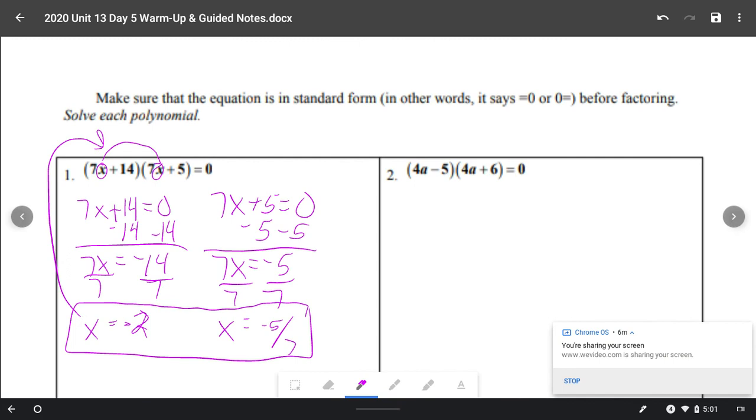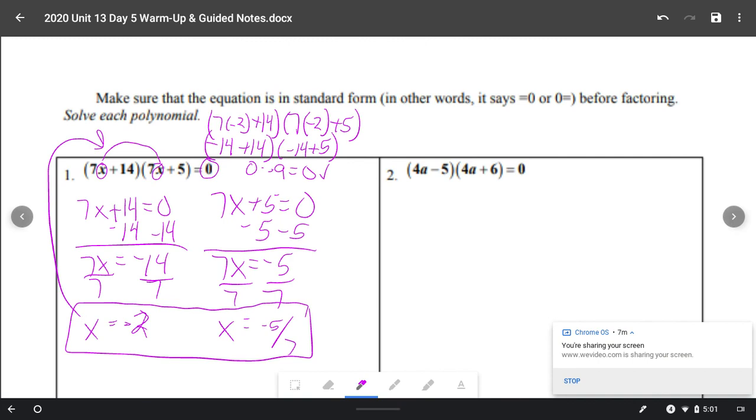If we plugged in negative 2, that would be 7 times negative 2 plus 14 in one of the parentheses. The other parenthesis is 7 times negative 2 plus 5. So that'd be negative 14 plus 14, and this would be negative 14 plus 5. So in the end, this would be 0 times negative 9, which would be 0, because 0 times anything is 0. So in the end, it does match up to this side. So it makes the equation true.